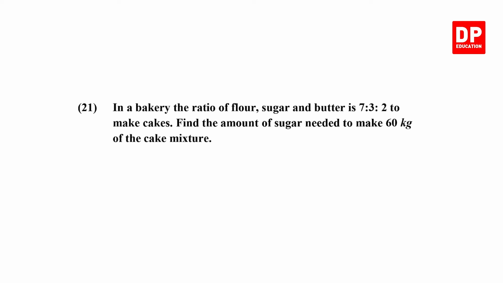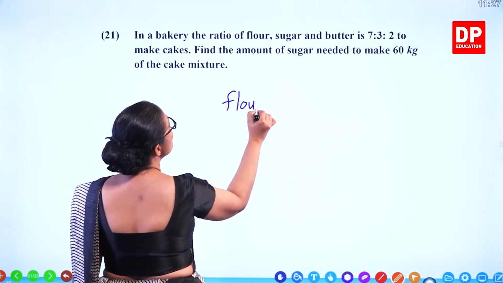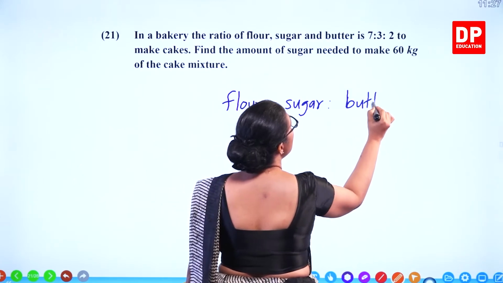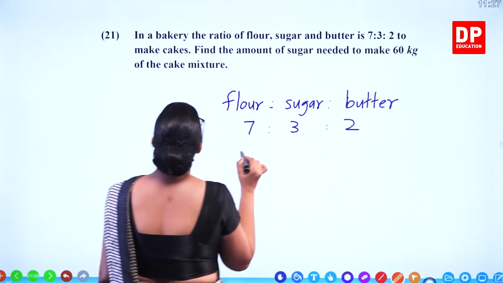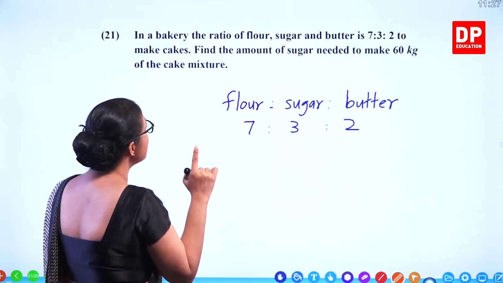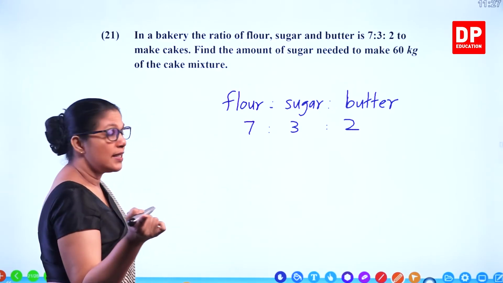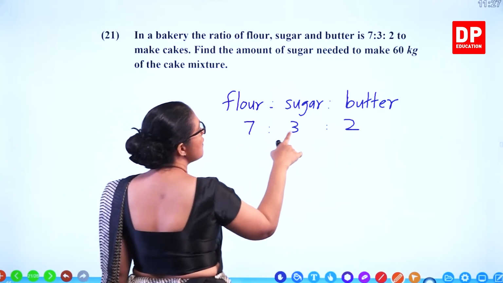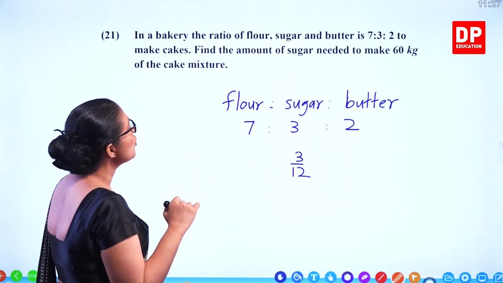Question number 21. In a bakery, the ratio of flour, sugar and butter is 7:3:2 to make a cake. Find the amount of sugar needed to make 60 kilos of the cake mixture. So 60 kilos means the full mixture. So what's the fraction of sugar needed? Out of 7 plus 3 plus 2, 12 parts, that's 3 parts for sugar.